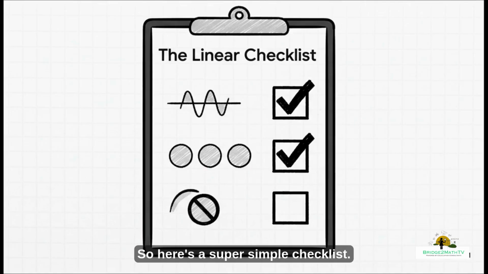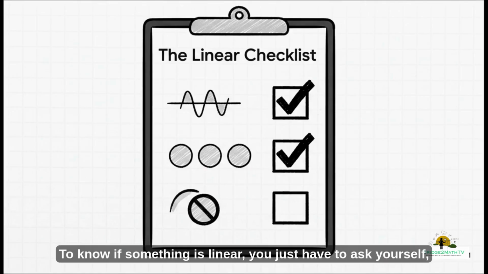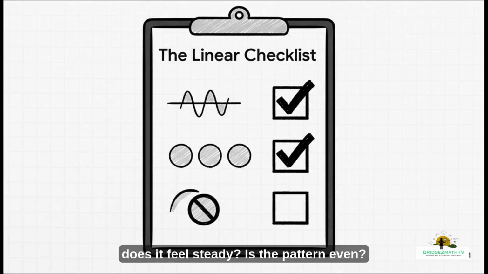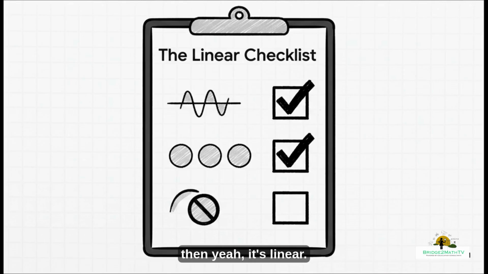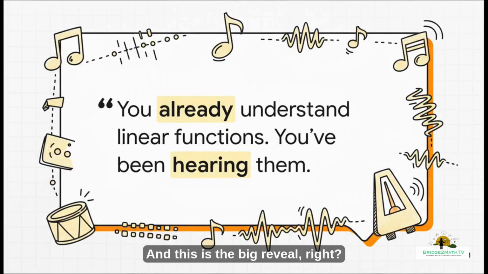So here's a super simple checklist. To know if something is linear, you just have to ask yourself, does it feel steady? Is the pattern even? And if the answer is yes, and there are no curves or bends, then yeah, it's linear.